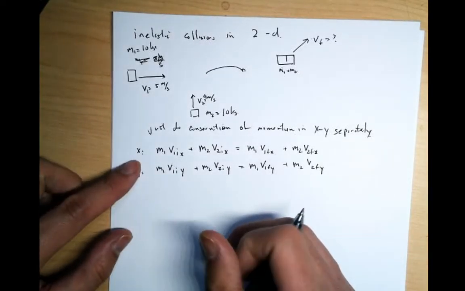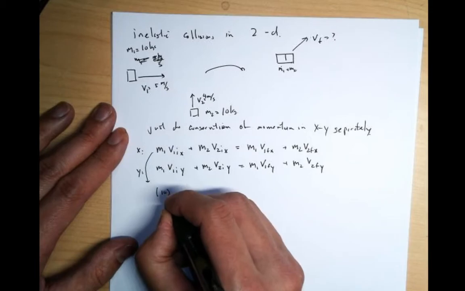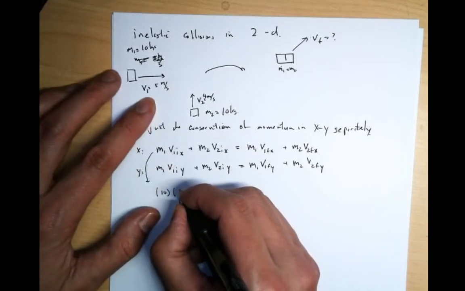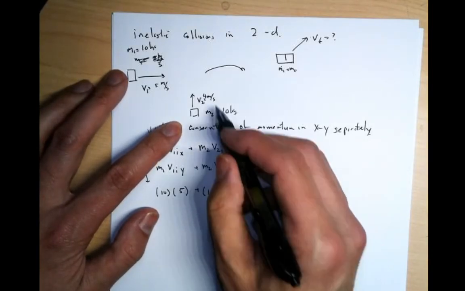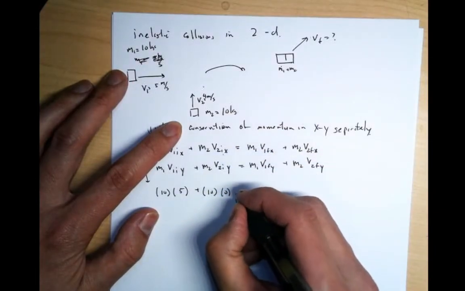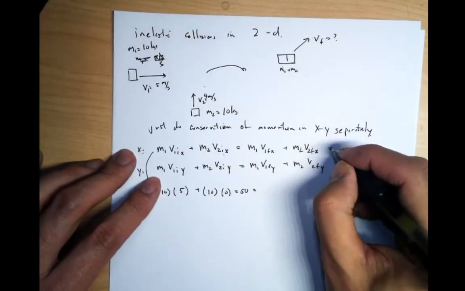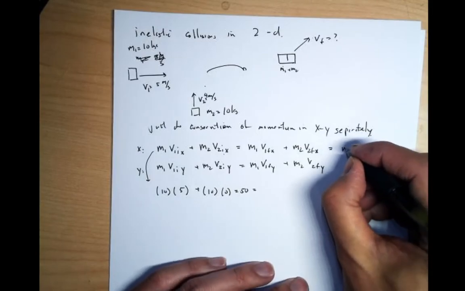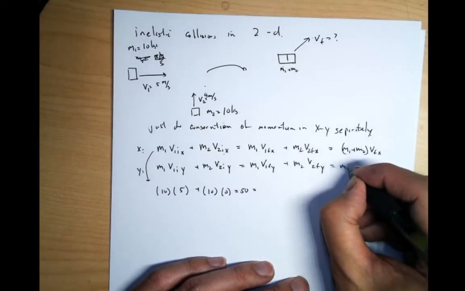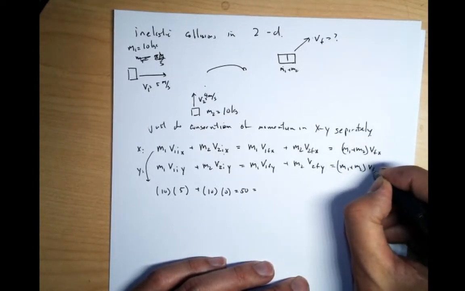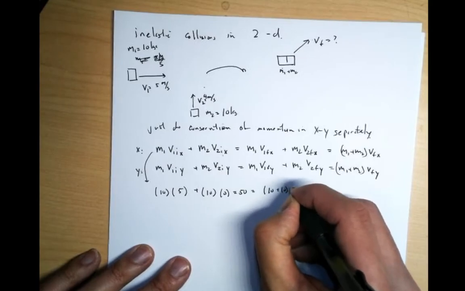Now we can just look at this. The first term is going to be a 10, this one is going to be a 5, plus this one is 10 again, but this one has no X component, so that's just 0. So that's 50 equal to, oh wait, I forgot, they're combined together. So that's M1 plus M2 times VFX, and M1 plus M2 times VFY. So it's going to be 10 plus 10 times VFX.